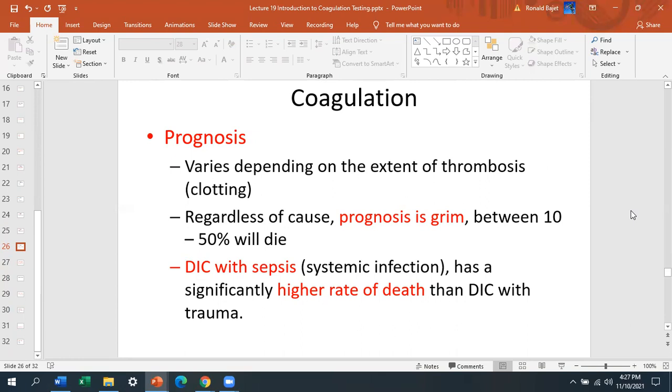Prognosis depends on the extent of the thrombosis or the clotting. Regardless of the cause, prognosis is grim for DIC. Between 10 and 50% will die. DIC with sepsis or septicemia, now you have spontaneous systemic clotting, and it has a significantly high rate of death. So patients who are in septicemia, it's not a good sign.